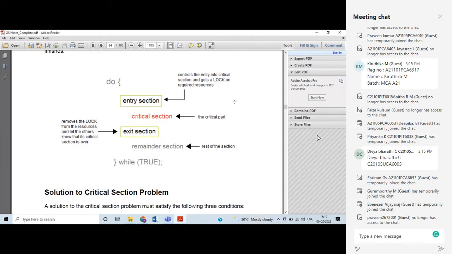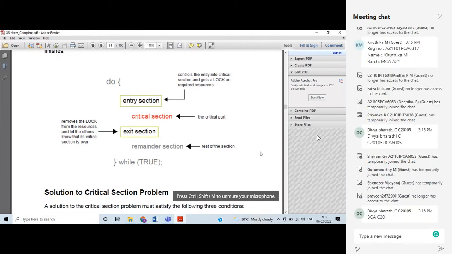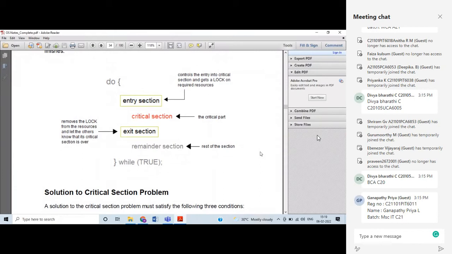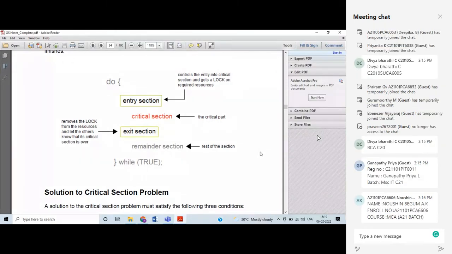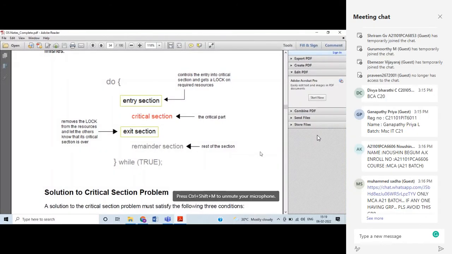Okay, okay. Yeah, ma'am. Give one example for critical section, ma'am. Any example? Okay, give any example for critical section. Okay. One second, please. Yeah, okay, ma'am.